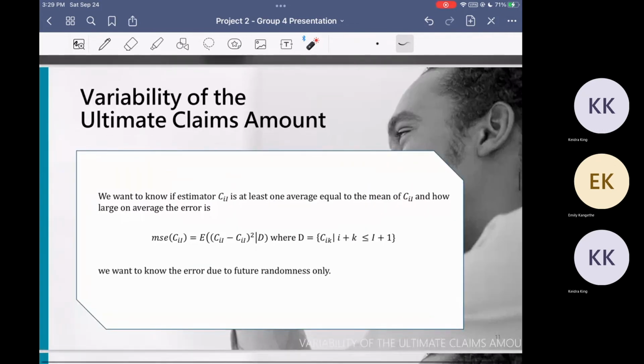The variability of the ultimate claims amount. We want to know if the estimator CI matured I is on average equal to the mean of CI matured I, and how large on average the error is. We can denote that with the formula below. The expected value of CI minus CI squared given D, where D is CIK, given that I plus K is less than or equal to matured I plus 1. And we want to know the error due to future randomness only.